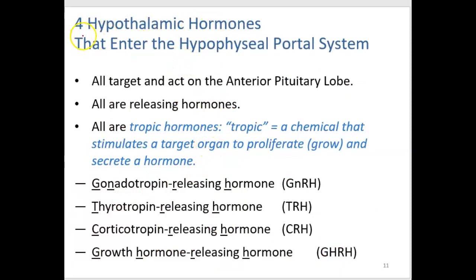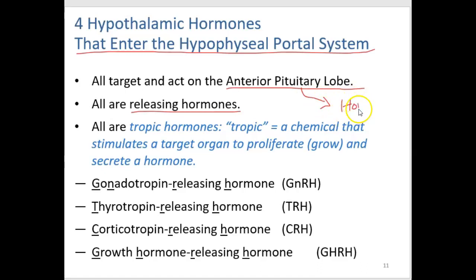Okay, the 4 hormones that instead enter the hypophyseal portal system will affect the anterior pituitary lobe. All 4 of them are what we call releasing hormones, meaning they're going to cause the pituitary to release hormones. They are also referred to as tropic hormones. And there's 2 characteristics that meet this criteria of being a tropic hormone.